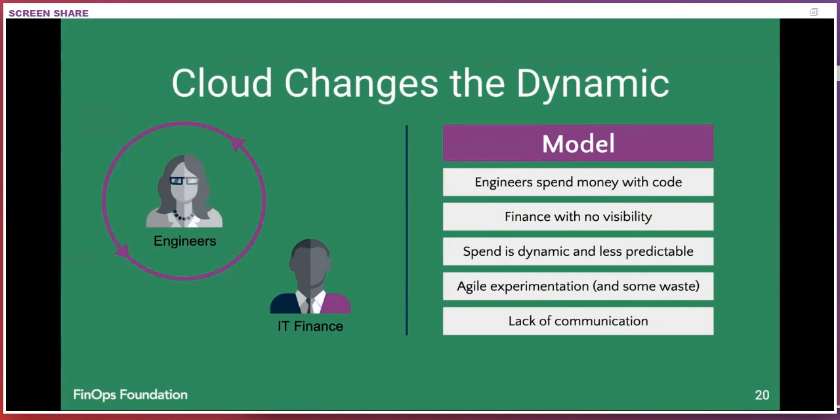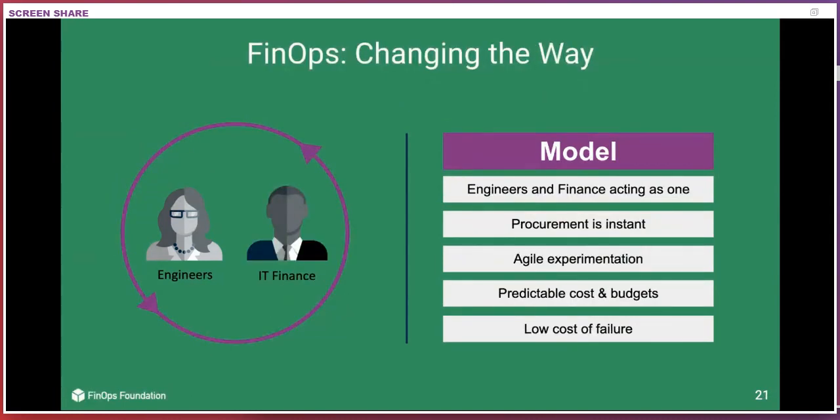And so what we want to do when we move into FinOps is make it so that engineering and finance are working together. We don't want to put in a procurement gate that slows down the organization. We still want to allow that fast paced, agile experimentation and allow infrastructure as code, et cetera. And allow some predictability to these cloud costs as we go month to month.